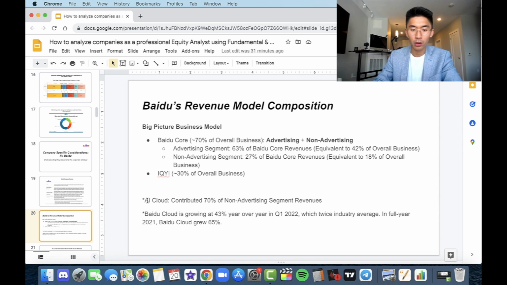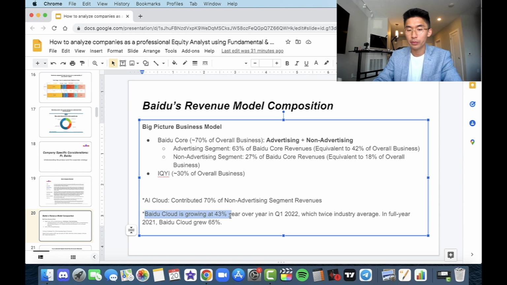And here's an important fact here. It's that for AI cloud, this is inside the non-advertising segment revenue. It contributed 70% of this segment. And not only did it contribute 70% of that segment, it grew 43% year over year in the first quarter of 2022, which is twice the industry average. In the full year 2021, this segment grew 65%.